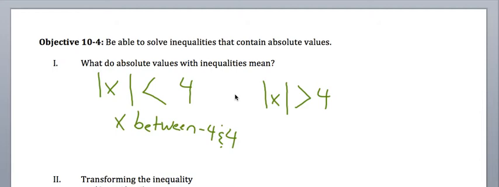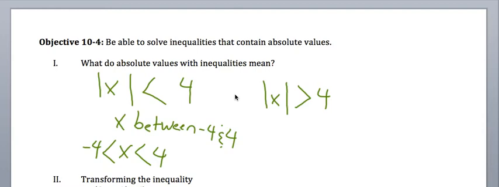If I were to write that as a compound inequality, it would look like this. x is less than 4, greater than negative 4. It would be an and inequality, okay? Both things would have to be true. It's got to be between both those numbers.